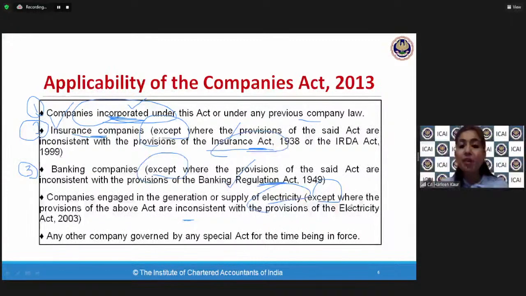But what is the meaning of except where the provisions are inconsistent? Means where they have a clash. The Companies Act is saying something, Insurance Act is saying something else, then what will you apply? Answer me. What will you apply if Companies Act says something and Insurance Act is saying something else? Then what will you apply to the insurance company? Which act will be applicable then?